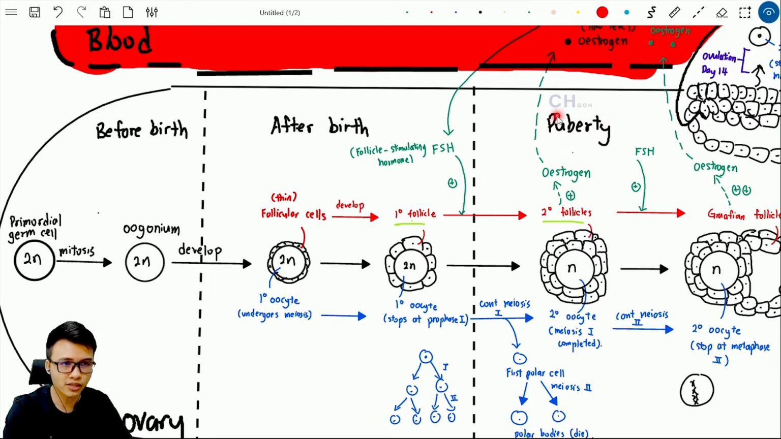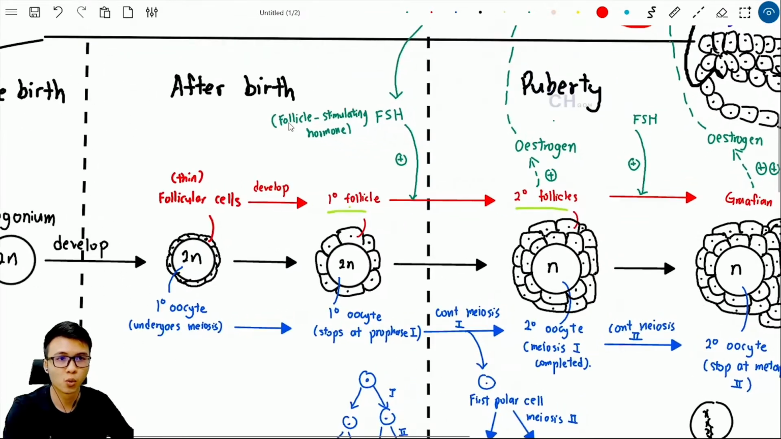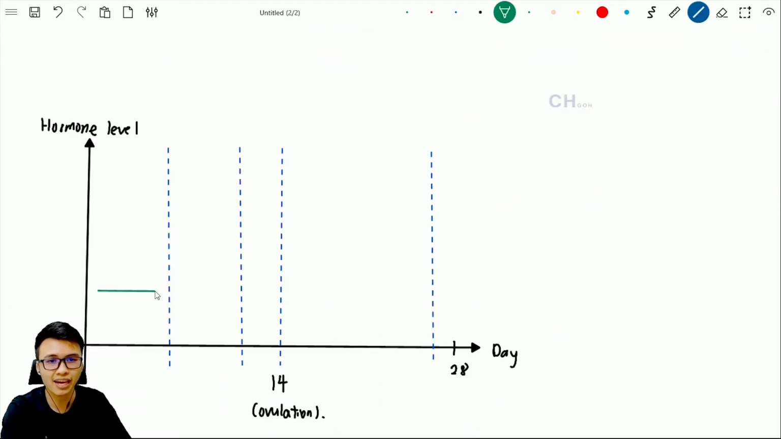Now, during puberty, there's one hormone that will be released first, which is the FSH, because we want to stimulate the growth of the follicles. The level of this FSH will be higher than the rest so that the FSH can promote the growth of the primary follicles and the secondary follicles. So in this graph, the highest level of hormone among the 4 hormones will be the FSH, the follicle stimulating hormone, because it wants to stimulate the growth of the follicles.